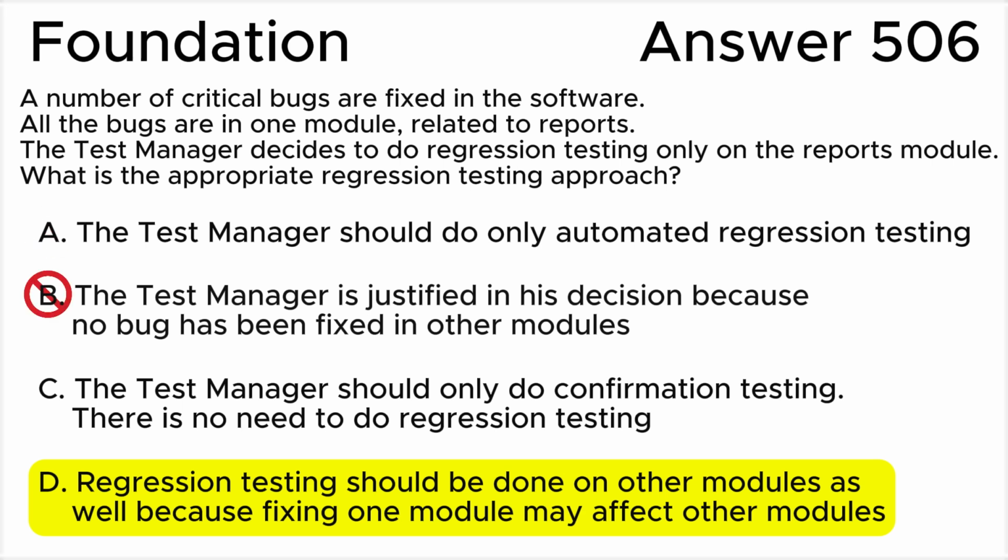Answer B is not correct, because even though no bugs were fixed in other modules, the fixes in the reports module might still introduce unintended defects in other parts of the system. Answer C is not correct, because confirmation testing checks only that the fixed bugs are resolved. Regression testing ensures that new issues have not been introduced elsewhere due to the fix.